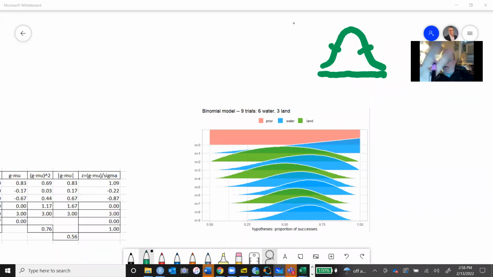We got rid of that broadband monster, which is fascinating. The Bolton, I'll load it on the GitHub site for these lectures. But look at what happens here when we toss the globe 9 times, get 6 water and 3 land.